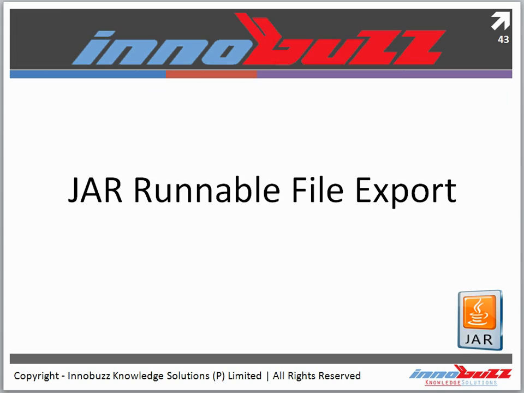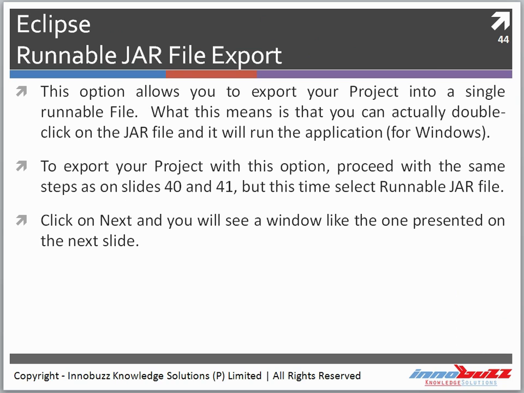Jar Runnable File Export. This option is pretty much like the one before, but with the difference that this jar file has a file inside that tells the Java command how to execute the project inside the file. The file is the manifest.mf. On Windows systems, you can double-click over the file and it will run your application. Go through the same steps as when exporting the jar file, but this time select Runnable Jar File.